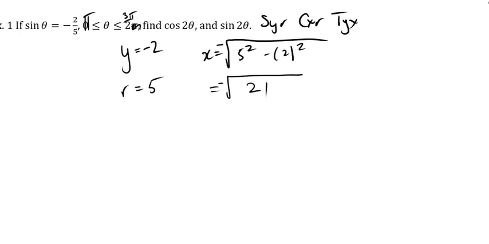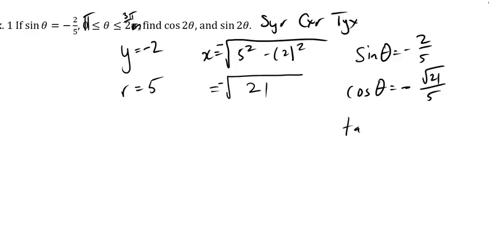And so that means, I already got sine theta. I don't need to rewrite it, but I'm just going to do it for completion's sake. Sine is negative 2 over 5. Cos theta is x over r, so negative root 21 over 5. And tan theta, which we don't need, but if we did, would be y over x. They're both negative, so it's positive, so it would be positive 2 over root 21. If I do that little bit of pre-work, it's going to make some of the rest of this kind of easier.